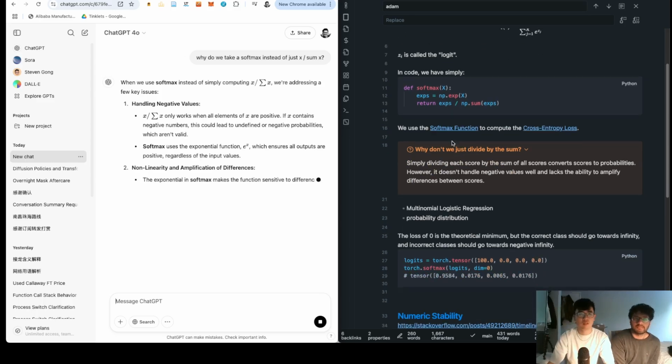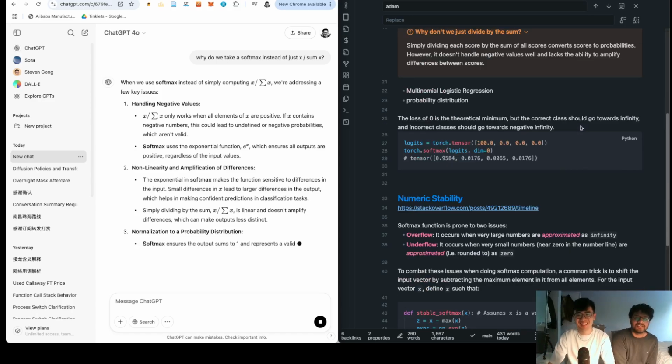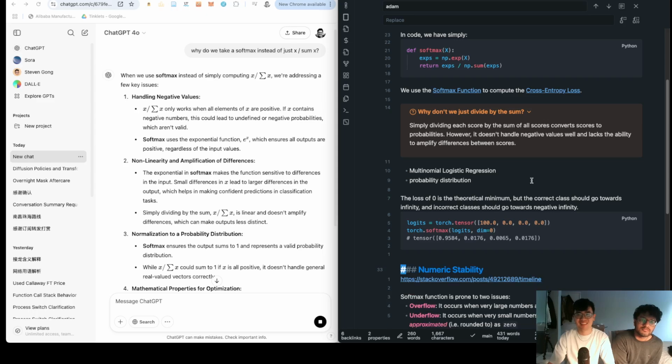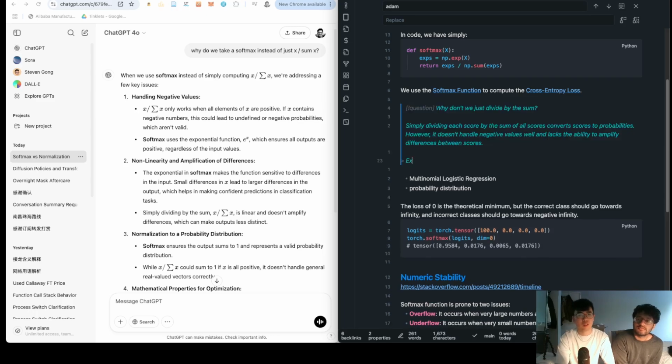Yeah, it handles negatives better. That makes sense. That's what I said. Oh my god, I just derived it. And yeah, it's normalization. I literally have the explanation here. X equals minus 0.3, 0.3. The sum is 0.